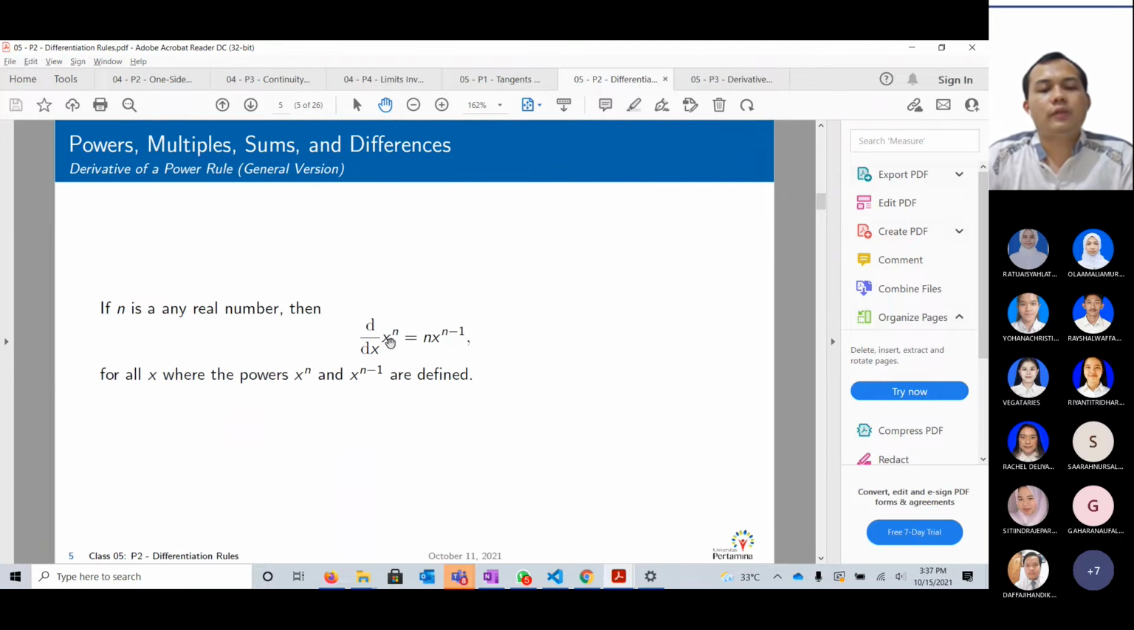And power rule, if we have x power n, we differentiate it with respect to x. Jadi kalau kita punya x pangkat n, kita turunkan terhadap x, maka turunannya menjadi n times x power n minus 1.